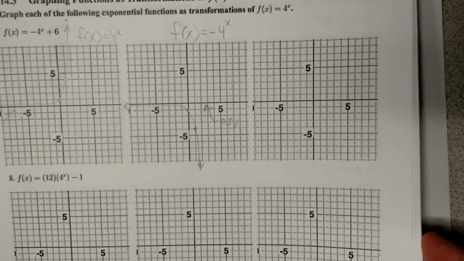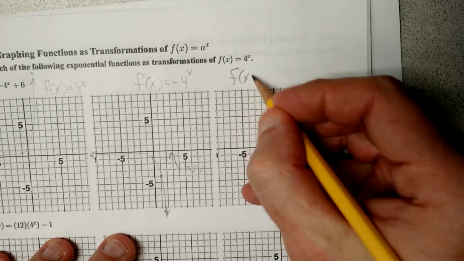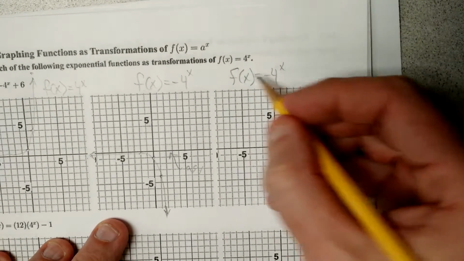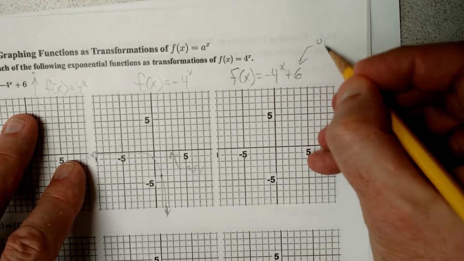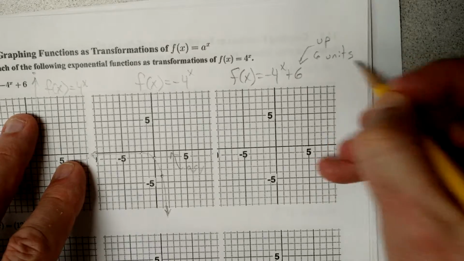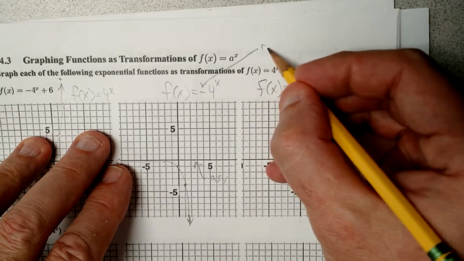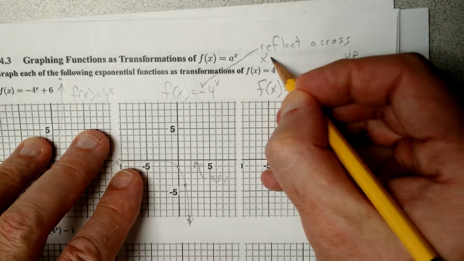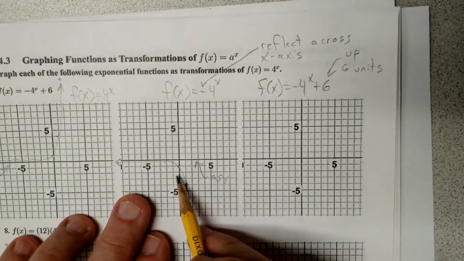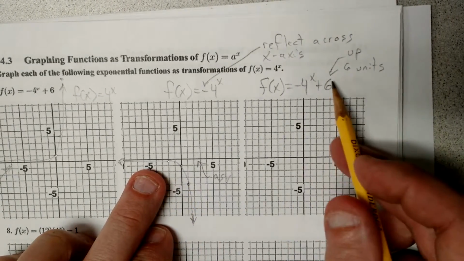Okay, so what we can do is take our graph, and we're going to graph f of x equals negative 4 to the x power plus 6. And then we could just annotate this. Now we're going to move it up 6 units. And we really could have annotated this negative right here when we did this one. We could have said reflect across x-axis. That's what we did. Okay, so basically we can look at the graph that we just did, and we can just move it up 6 units.